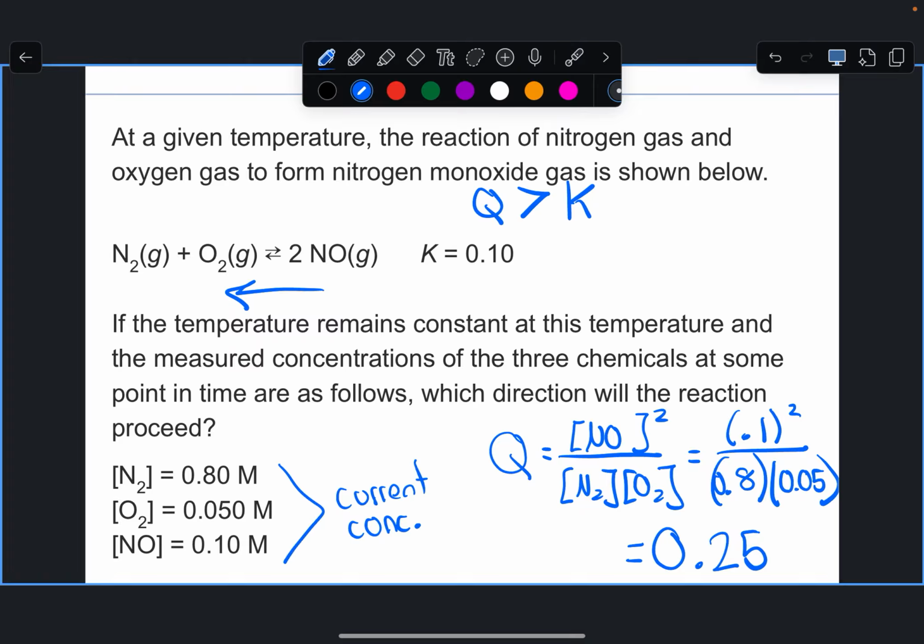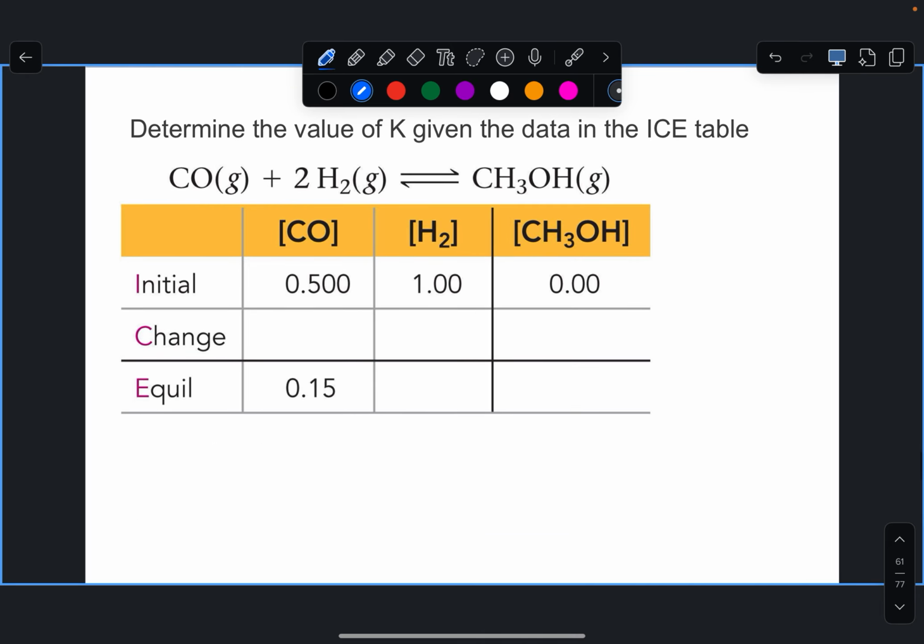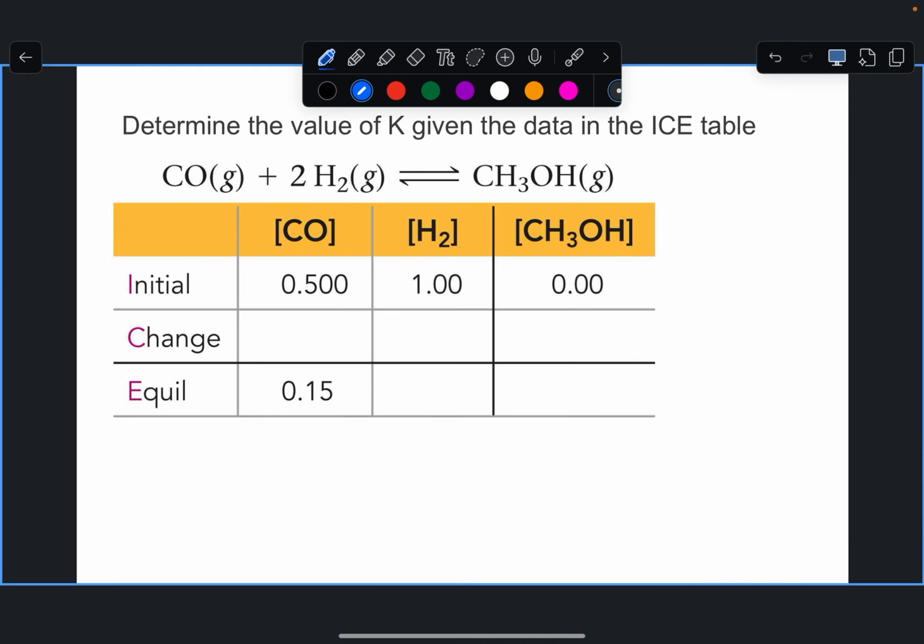All right, so let's just look at one more problem. It's like our intro to the next stuff on Wednesday. I want you to see how these ICE tables might work. So this question would say in words, you've got 0.5 molar CO and 1 molar H2 in a container. They react and form an equilibrium concentration for CO of 0.15.